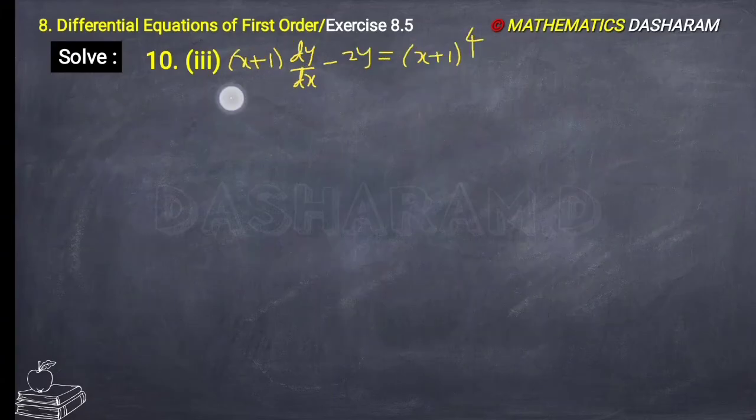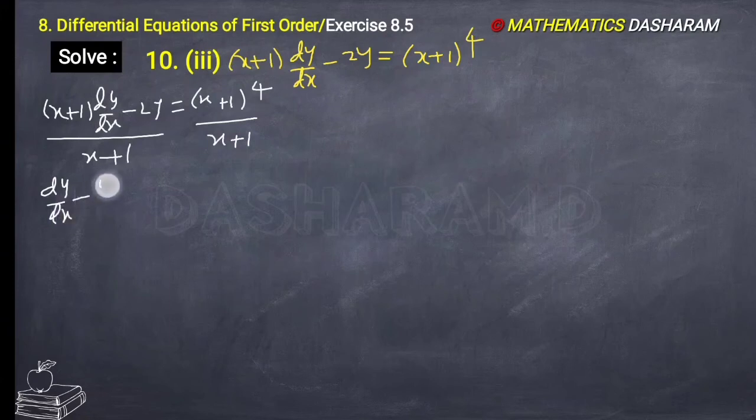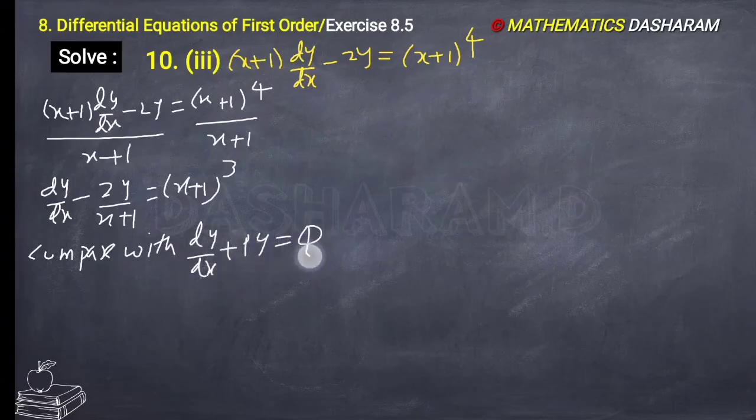Third question, (x+1) into dy by dx minus 2y equals (x+1) to the power of 4. So here the left side is divided by (x+1) and the right side is divided by (x+1), and we split into two fractions. So then here dy by dx minus 2y by (x+1) equals (x+1) cube. Now compare with the standard form, that is dy by dx plus p into y equals q.